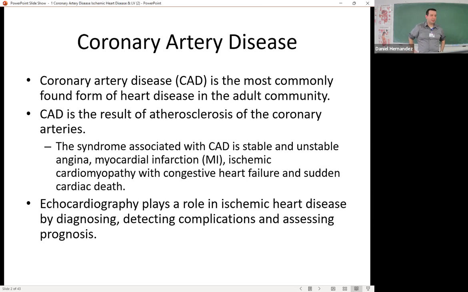Some other syndromes associated with coronary artery disease are myocardial infarct, or MI, which is our classic heart attack. We can also have ischemic cardiomyopathy, which would be with congestive heart failure, as well as sudden cardiac death. So echocardiography plays a role in ischemic heart disease by diagnosing, detecting complications, and assessing for potential prognosis.